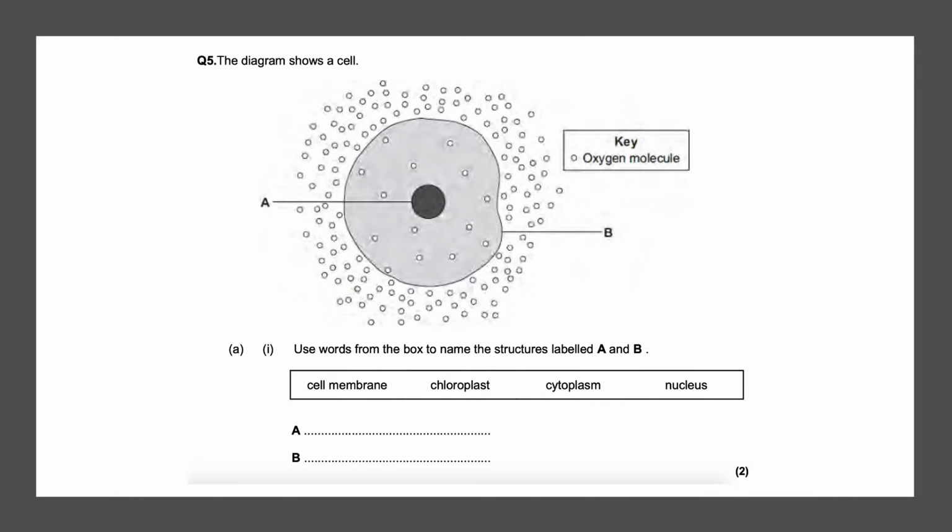Next question. Use the words from the box to name the structures labeled A and B. Okay, so this A is the middle of the cell and it controls the cell, so it is the nucleus. And B is the outer layer and it can be the cell membrane or the cell wall, but we're not given the option of a cell wall, so it would be the cell membrane. And that will give you your 2 marks.